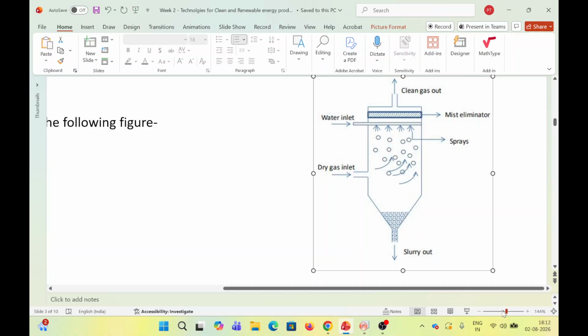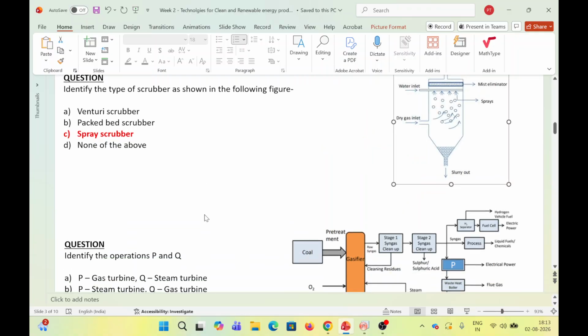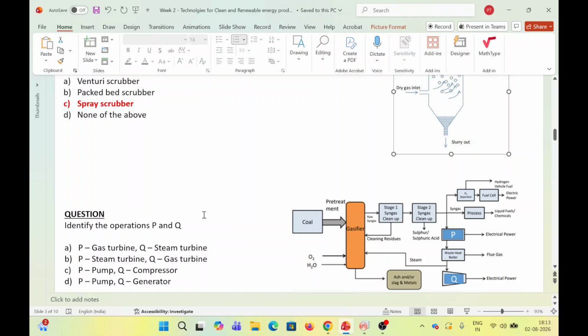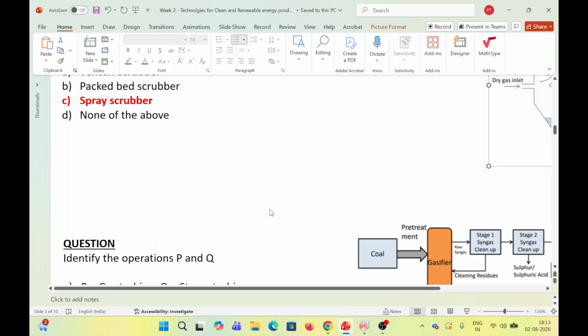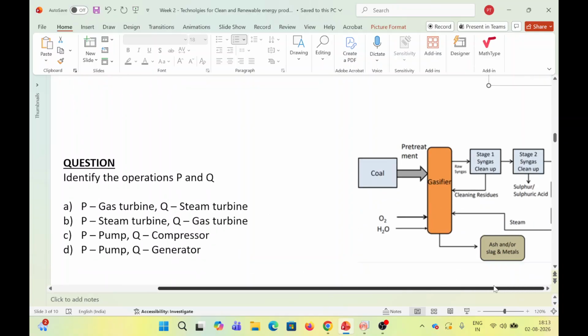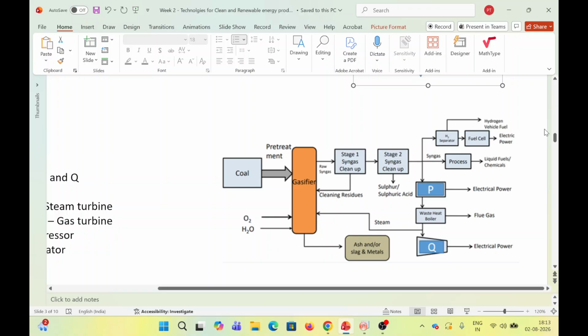Okay, if there are no questions, then let's progress to the next question. You can see the picture on the right hand side. Now you need to let me know what operation P and Q represent. I think we cannot have both P and Q. So just look at this. Here you have P and Q. You are supposed to tell me what operation P and operation Q represent.